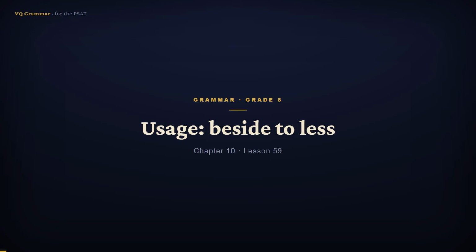This is Chapter 10, Lesson 59. Today we keep building our glossary of commonly confused words. We'll sort out 5 pairs that careful writers keep straight: beside and besides, between and among, bring and take, can and may, and the big one, fewer and less.